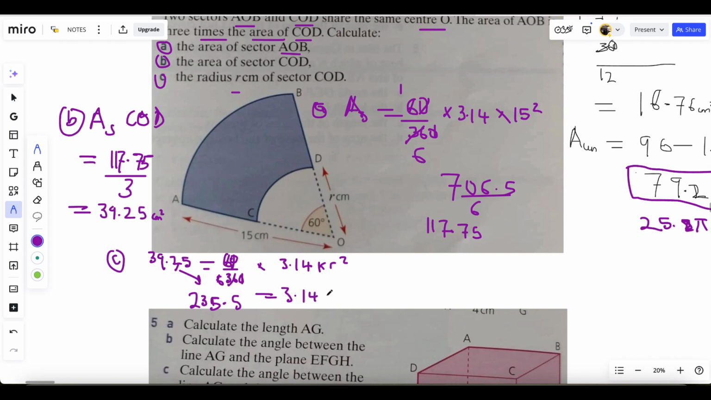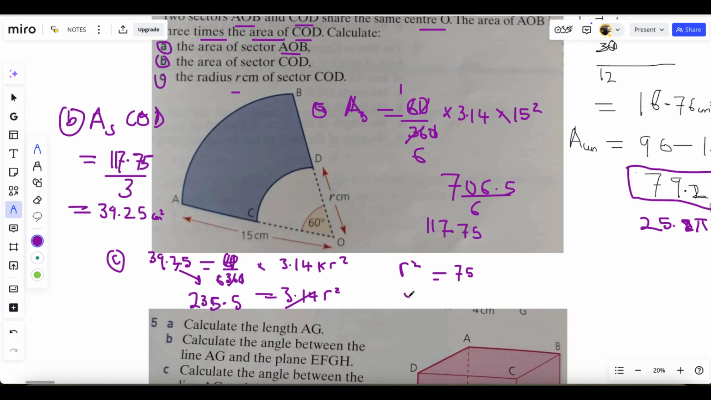3.14 r squared. So divide both sides by 3.14. If we divide here by 3.14, it will cancel itself, right? So divide this 235.5 by 3.14. We get r squared is equal to 75. Right? So find the square root of 75. Let's know what r is.